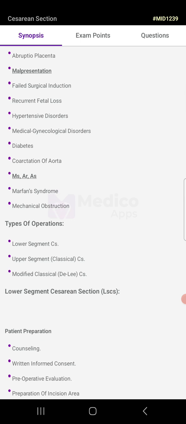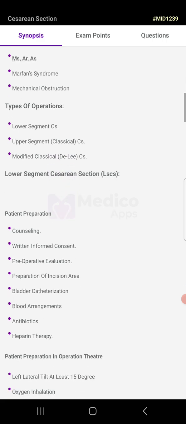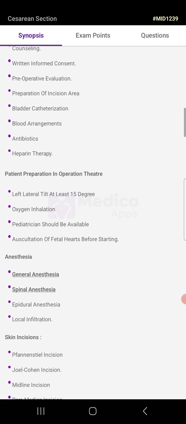Types of operation: lower segment CS, upper segment classical CS, modified classical CS. Lower segment Cesarean section. Patient preparation, counseling, written informed consent, preoperative evaluation, preparation of the incision area, bladder catheterization, blood arrangements, antibiotics, heparin therapy. Patient preparation in the operation theatre.